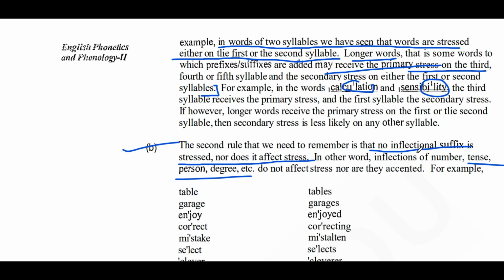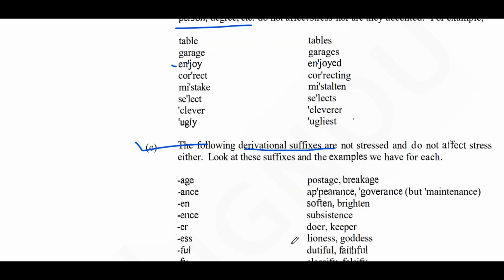Second rule is that the inflectional suffix is stressed, but it will not affect the stress. For example, tense, person, degree, these will not be accented. So they have given examples: table, tables, garage, garages, enjoy, enjoyed. You did not really change the emphasis. Enjoy, N was still emphasized, N is still emphasized. Enjoy, enjoyed. Correct, correcting. So the emphasis did not change here.